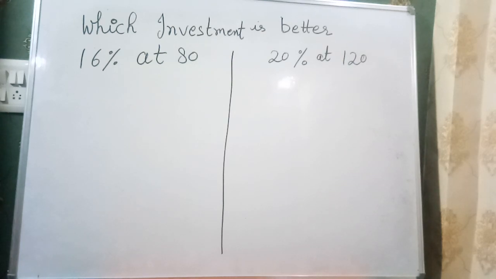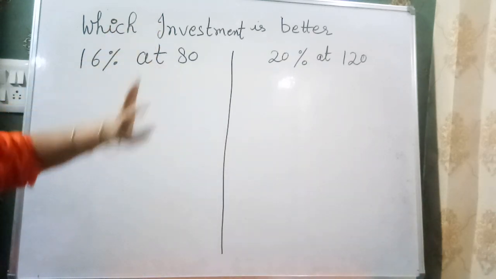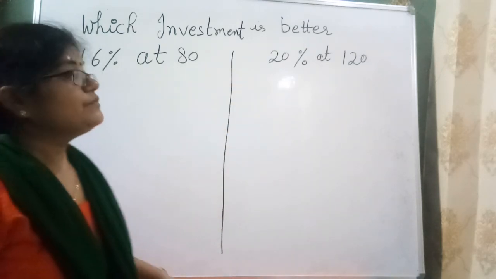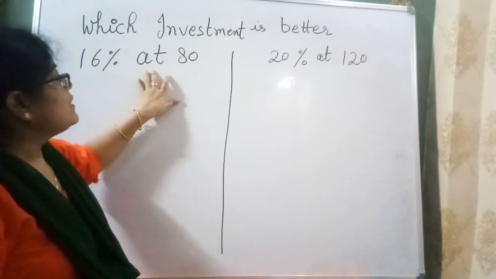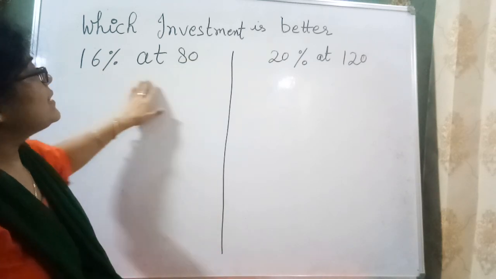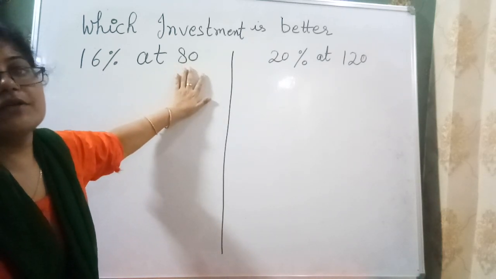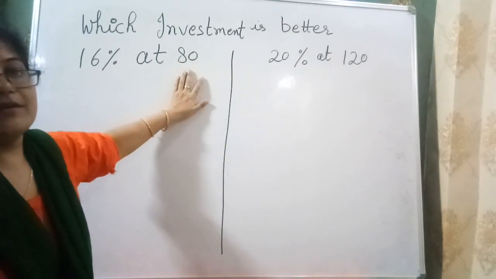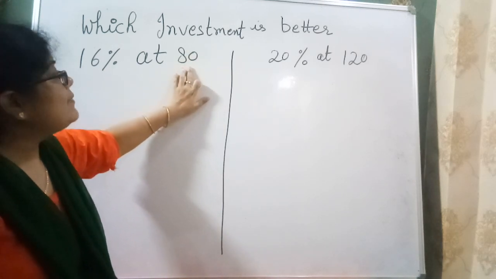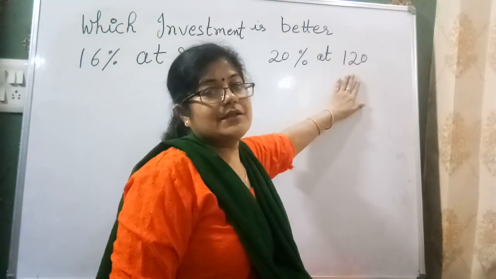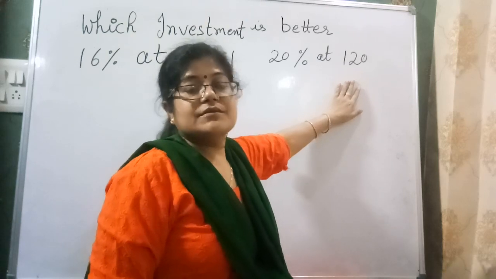Now just see on the blackboard. We have a question like this in our books. Which investment is better? A shareholder invested his money in 2 different places. He invested his money in shares at below par, that is 80. It is understood that the nominal price of the share in this case is rupees 100. Here 80 is less than rupees 100, that means this share is available in the market at below par. And this share is at 120, that means this share is at above par.